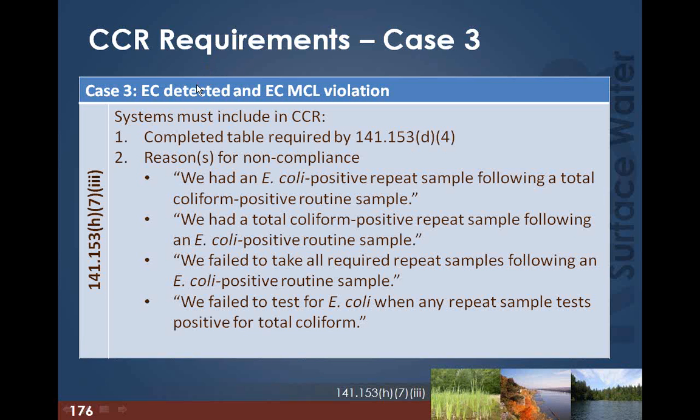So in this case, in addition to reporting on the Level 2 assessment that had to be done, they have to include language that's required because there was an E. coli MCL violation. So in the table of contaminant results, you have to include the appropriate information for the E. coli MCL, the MCL level, the MCLG, the health effects, etc. Also, the system will need to include which statement here is appropriate for how they violated that E. coli MCL. And again, there are 4 different paths to violation, and so depending on how many different paths took them and how many different E. coli MCL violations they'd have, you would include 1 or more of these 4 bullets.